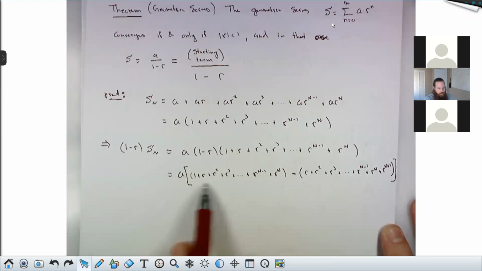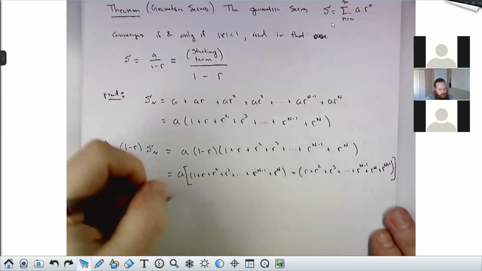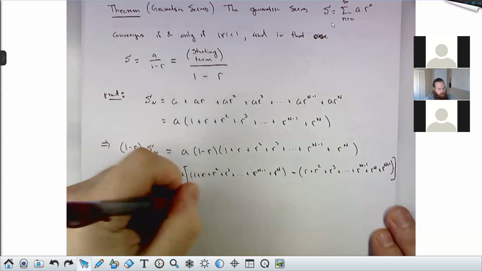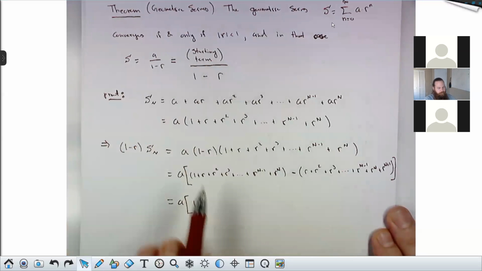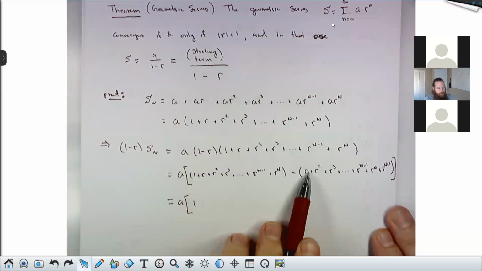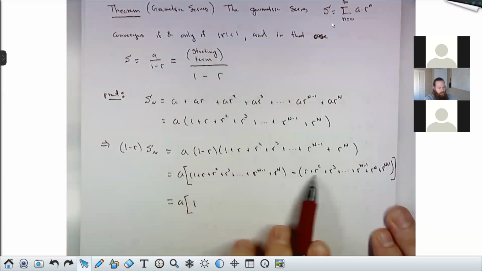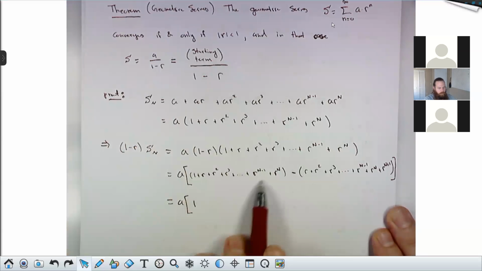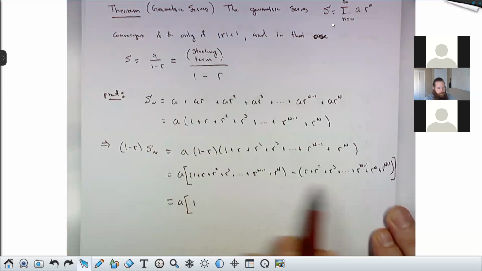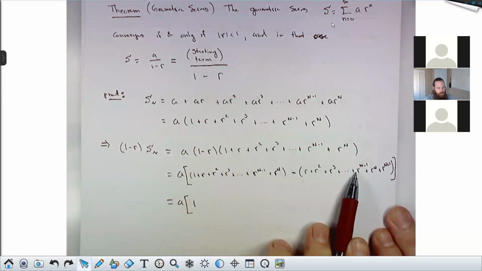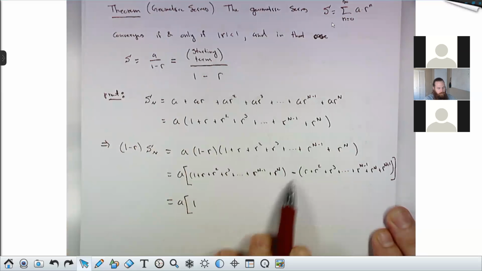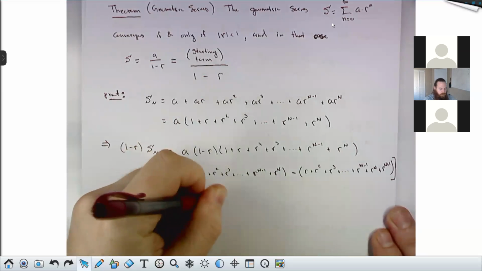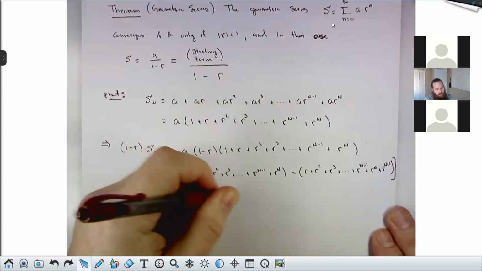And now what you notice is that when you start subtracting these things, almost everything cancels. You get a times the 1 survives, but then you've got r minus r, r squared minus r squared, r cubed minus r cubed, all the way out to r to the n minus 1 minus r to the n minus 1. Okay, so that goes, r to the n minus r to the n, that goes. You just get 1 minus r to the n plus 1.